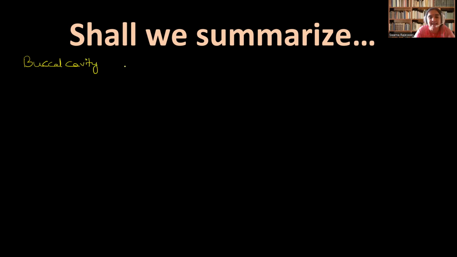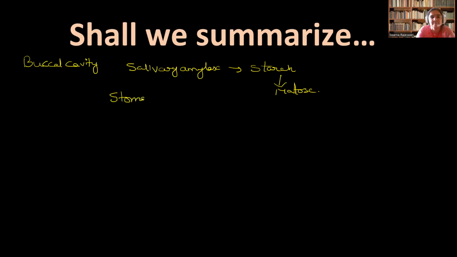The food is mixing with saliva, and salivary amylase is there. Yes, salivary amylase, what is it doing? Salivary amylase is acting upon the starch and it is converting it into maltose. So this is happening in the buccal cavity. So coming into the stomach, what are the reactions which are happening?